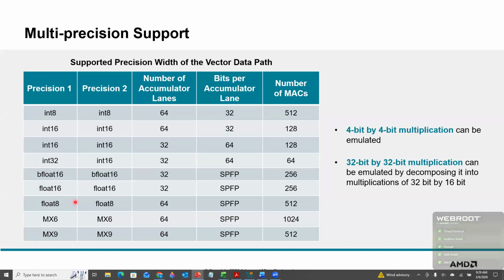So then that gets us to this slide, and this is really important for your planning process because this shows you, based on the data types that you're working with, how many operations, how many multiply accumulates can be done in a single clock cycle. And as you see here, if you're using just pure int8 data types, you can do up to 512 operations in a single clock cycle.